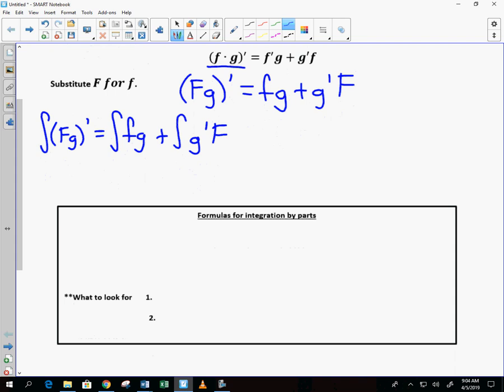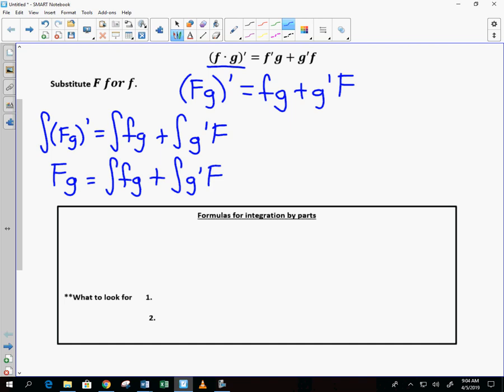Ooh, very interesting. What is the antiderivative of big F times g prime? What happens to the integral symbol and the derivative? They go away because they are inverse operations, right? So we end up with this expression. Big F times little g is equal to the integral of f times g plus the integral of g prime times big F. Now I'm almost done. Nope. It would have to be of both of them.